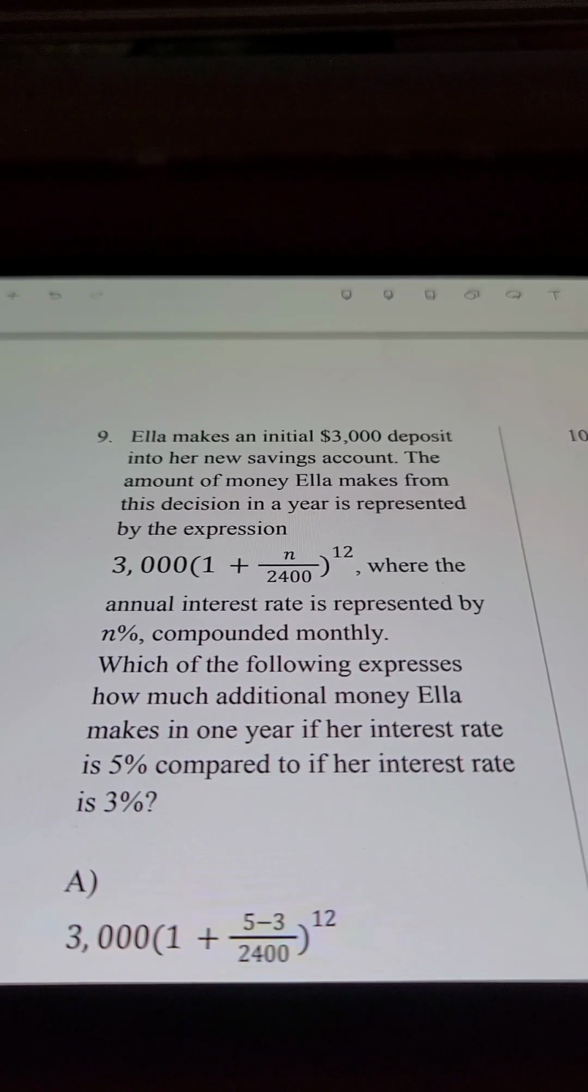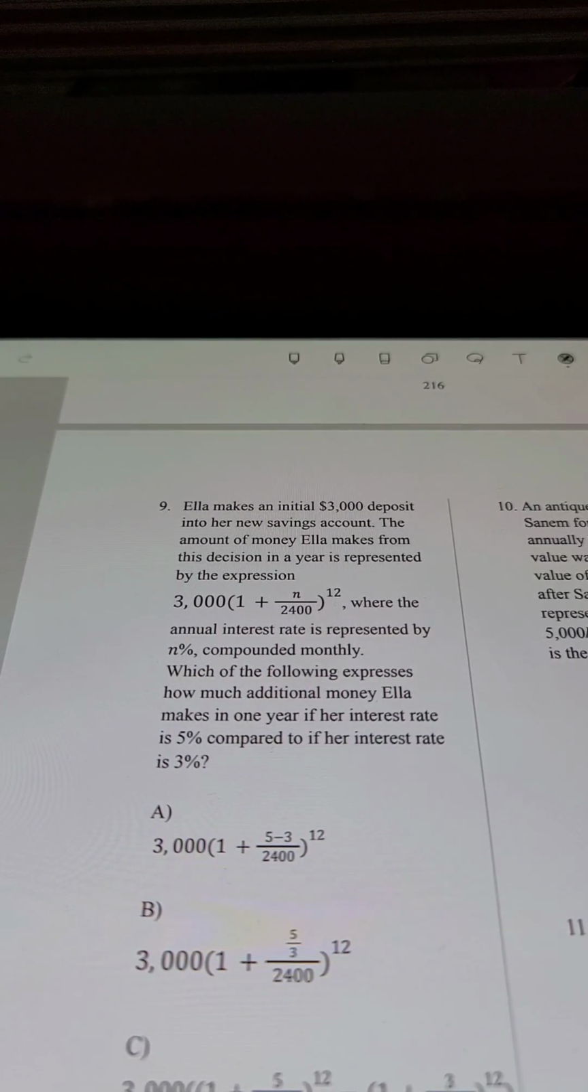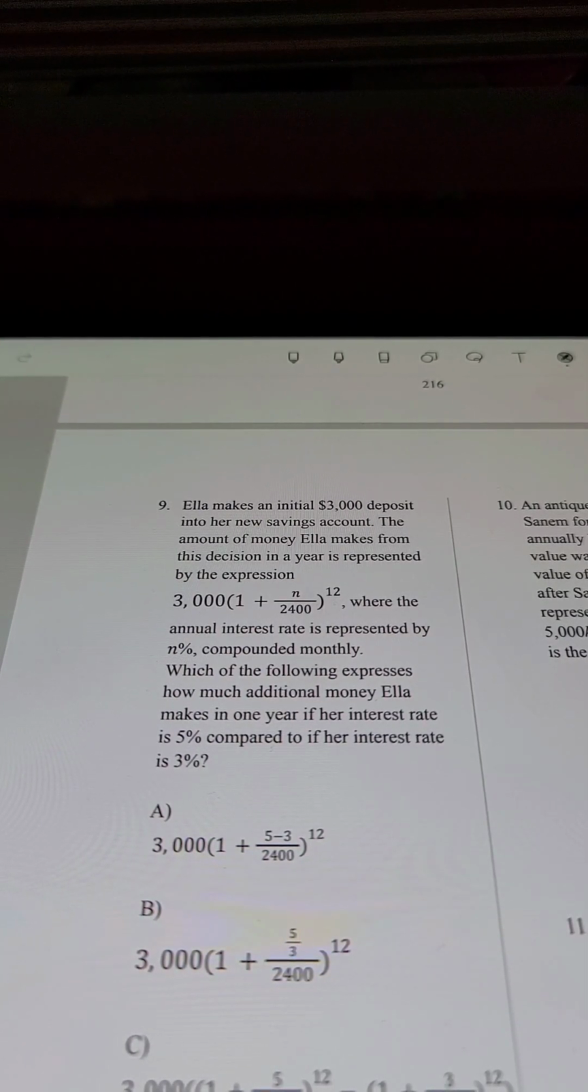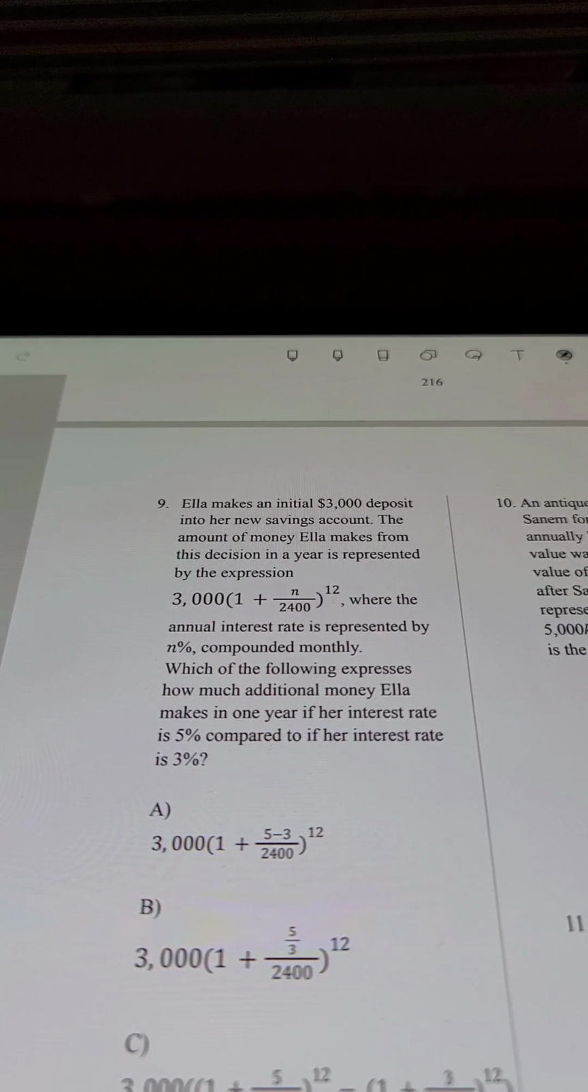Okay, pause to read number 9 if you haven't already. So literally all you have to do in this problem is just plug in for n for the 2 different scenarios and find the difference. So I would say n is 5, and then I have to do the same exact expression and subtract it when n is 3. So let me show you how that looks.